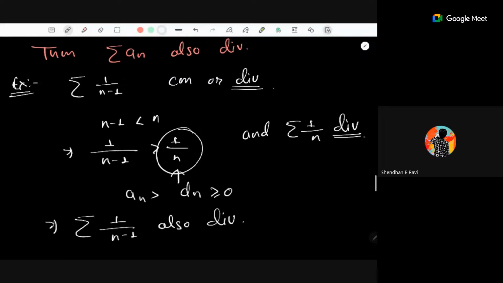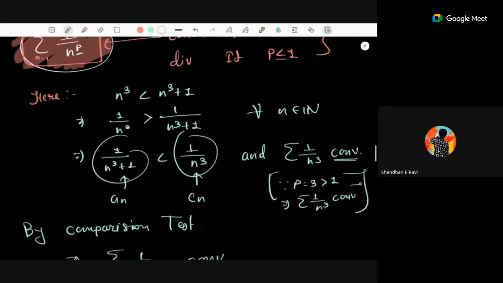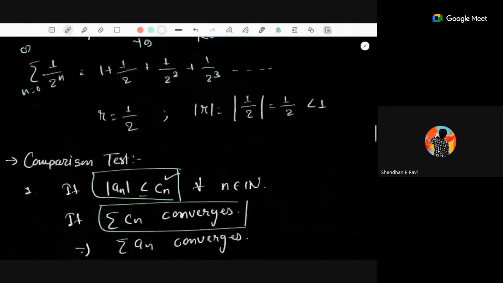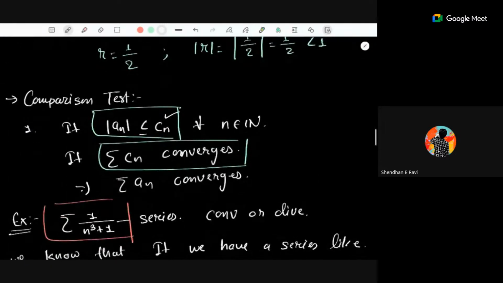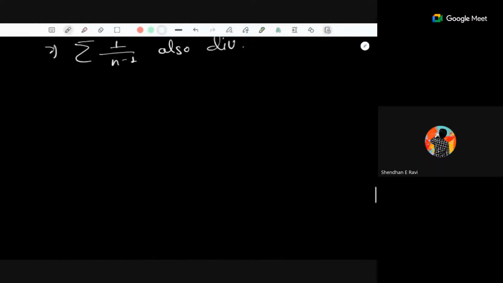Okay, so that's how we can use the comparison test if we know the p series test. We can compare such types of series with p series, and then we can easily judge whether a given series converges or not. But again, the use of the comparison test is not that much if we compare it with the ratio and root test. So we mostly apply ratio and root test for finding the convergence and divergence of a series.